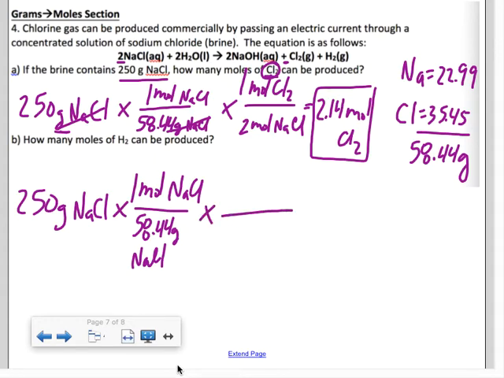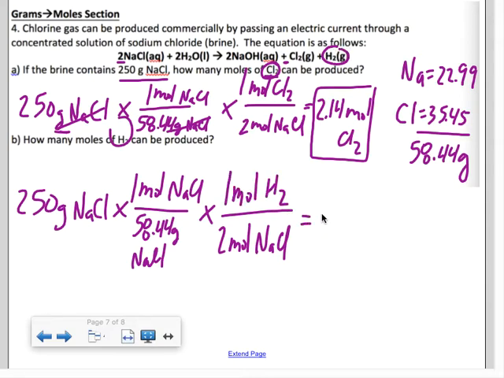Here is the mole ratio. So, sodium chloride, 2 NaCl. I'm trying to get to hydrogen gas, so I find it up here. There it is. Hey, it's also a 1. My answer: approximately 2.14 moles of hydrogen gas.